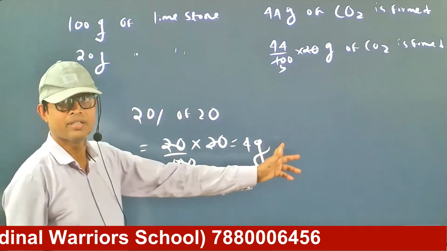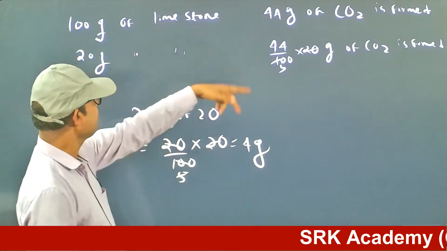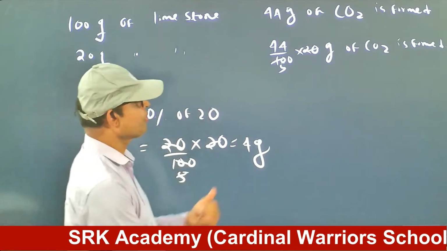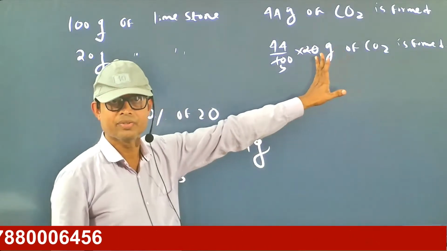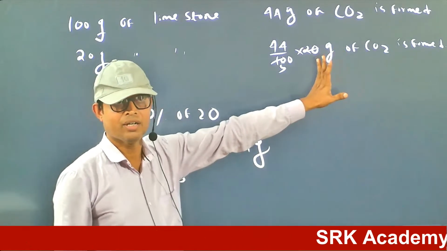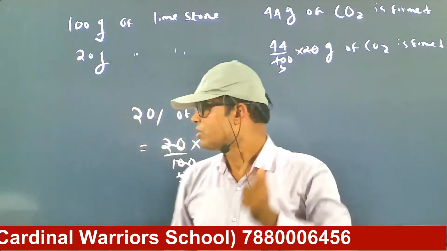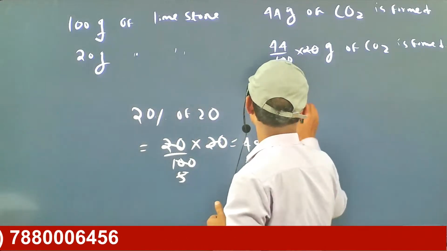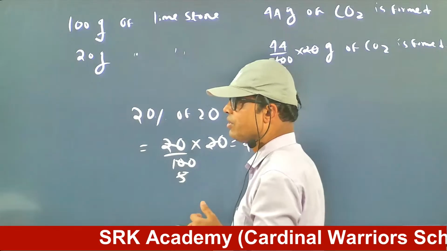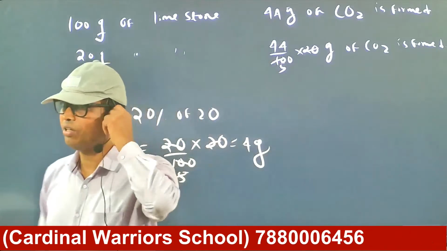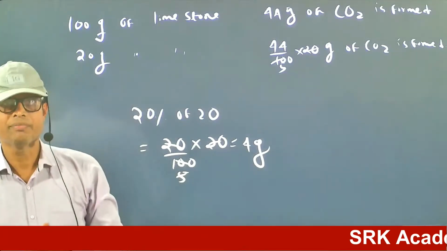Understood? So 4 gram. So out of 20 gram we get 44 upon 5 gram of carbon dioxide. Understood? Yes or no? Are you getting the point? So that 20% of purity is what? How much is it? So out of 4 gram, we have to find out how much it is. Come on.